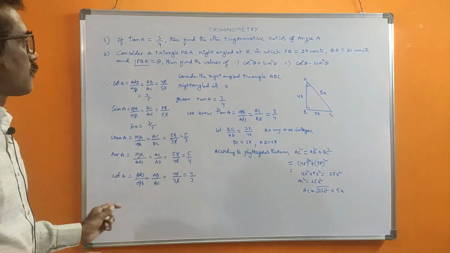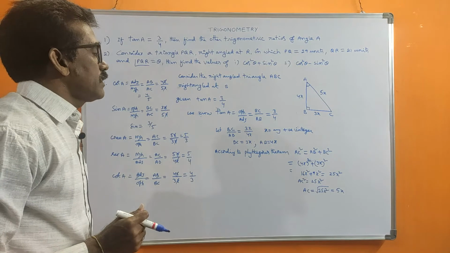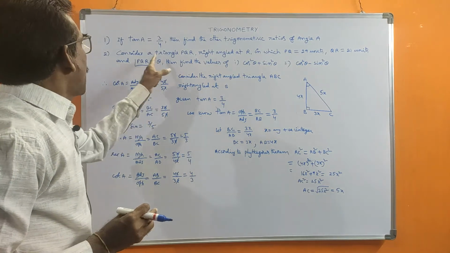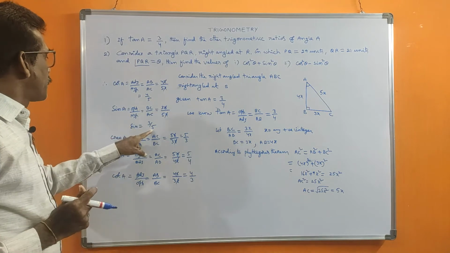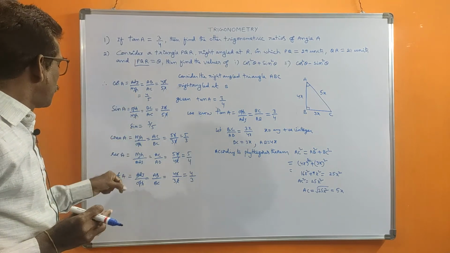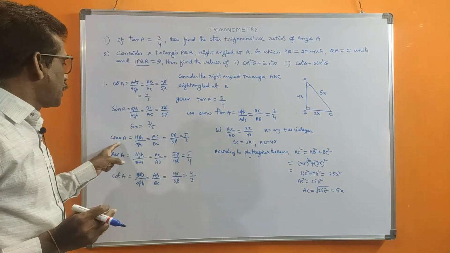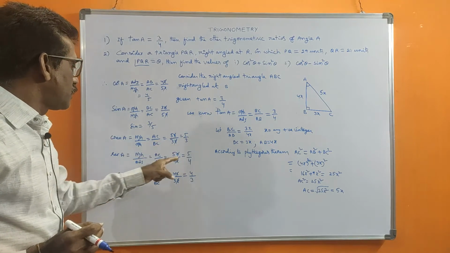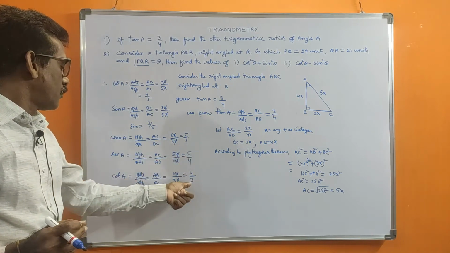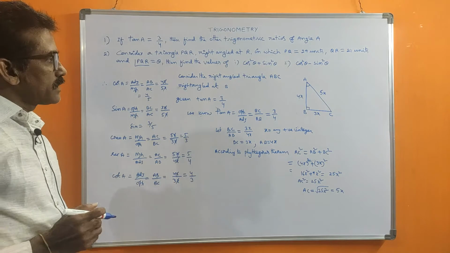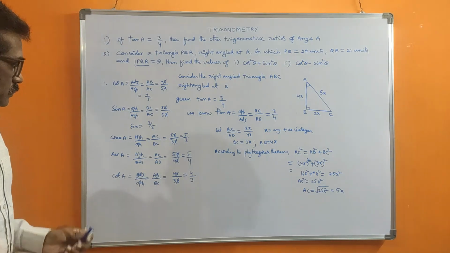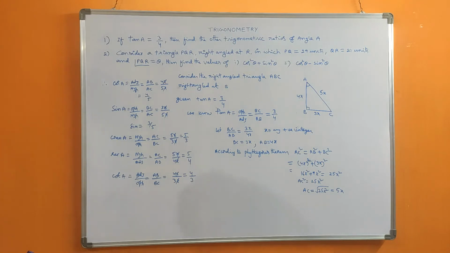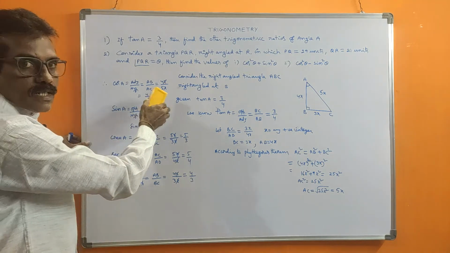Now see what he asked: the remaining trigonometric values, since tan only he gave. So the remaining: sine is 3 by 5, cos is 4 by 5, tan already given, cosecant is 5 by 3, secant is 5 by 4, cot is 4 by 3. So like this we can solve. Okay, we will see the next problem.